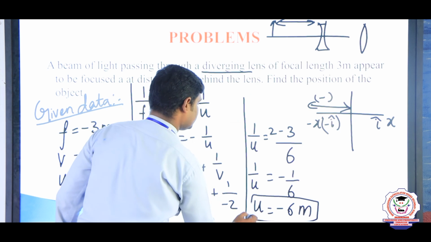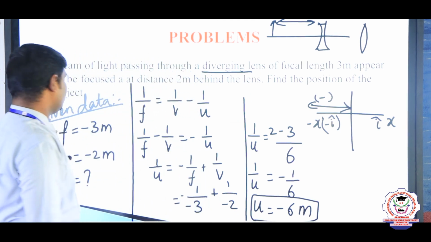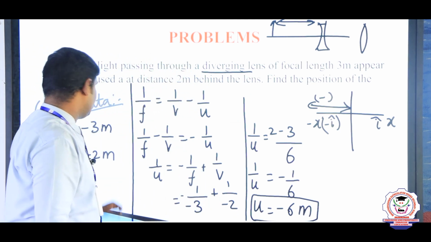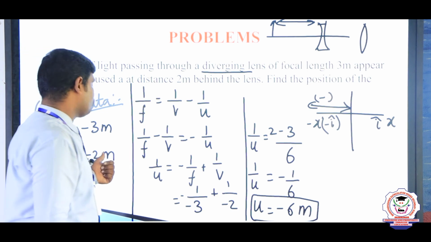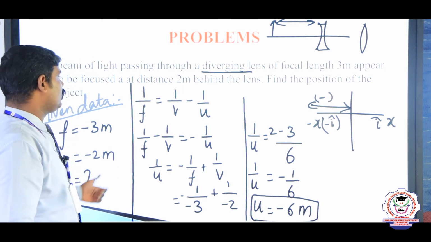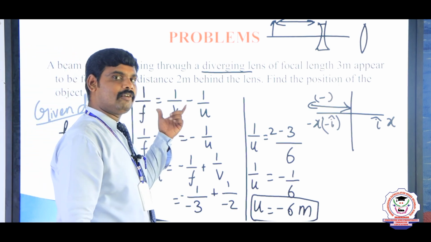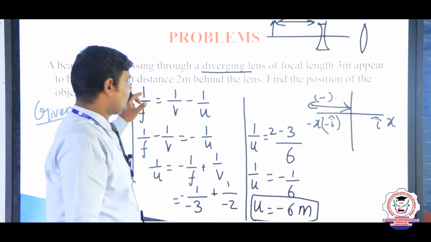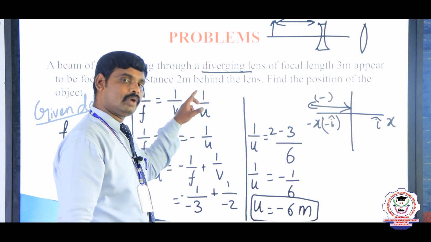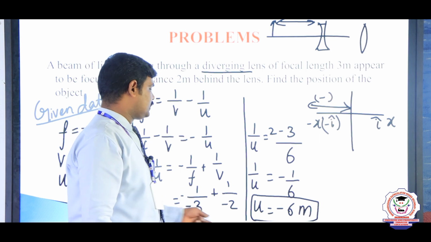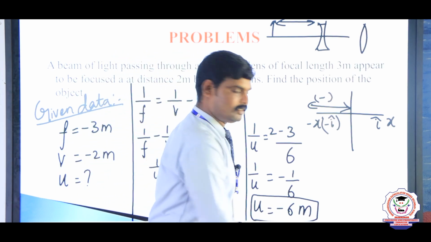Yes, see here the given data: f is equal to minus 3 meter and v is equal to minus 2 meter, u is unknown. By using this lens formula, 1 by f is equal to 1 by v minus 1 by u, when you substitute this, we will get the answer for u, right.